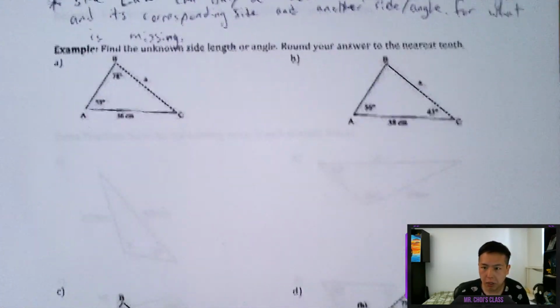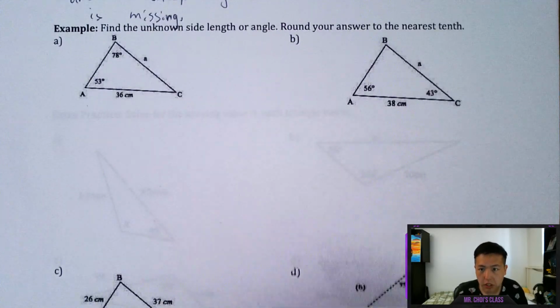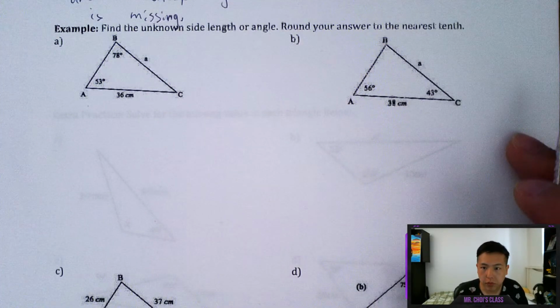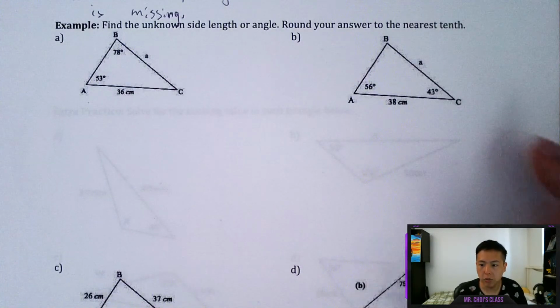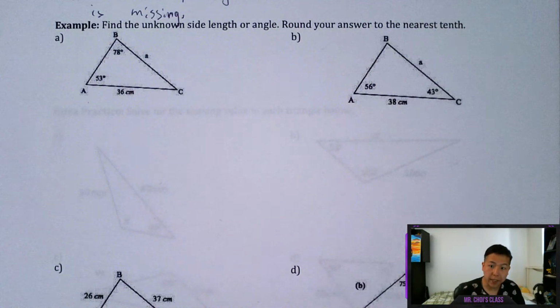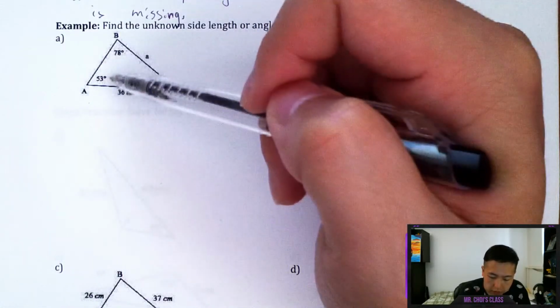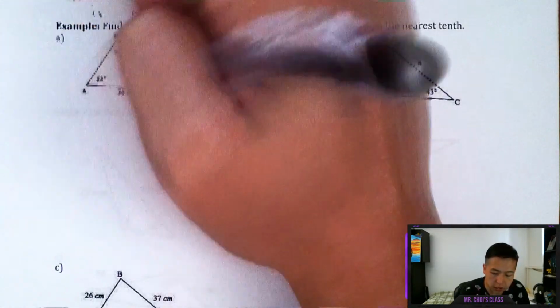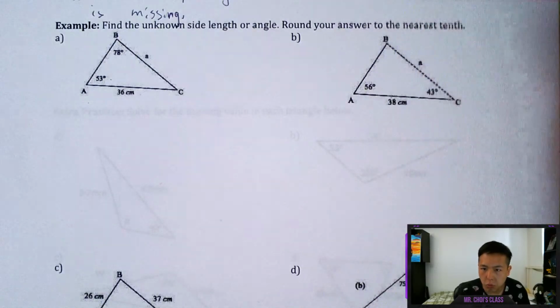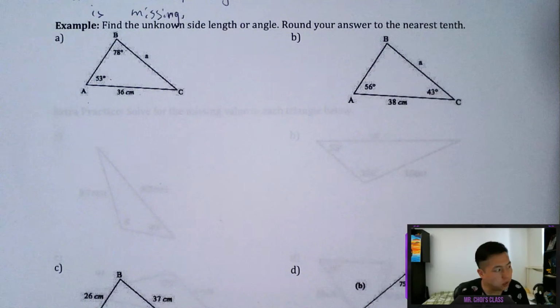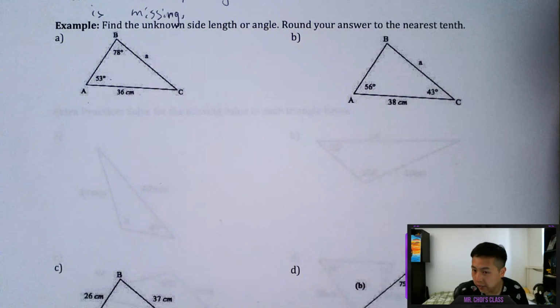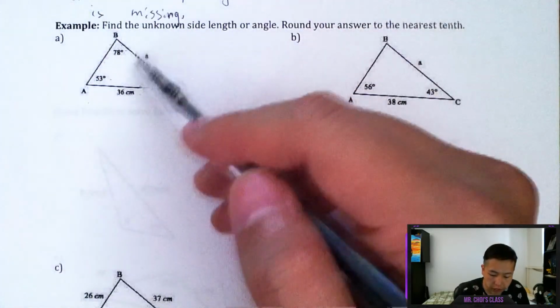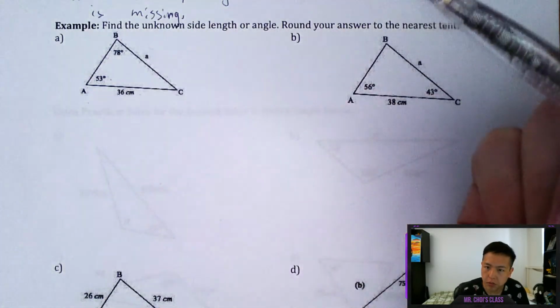So let's kind of talk about this here and how to use it. So example A, find the unknown side length or angle, round your answer to the nearest tenth. So here we have angle B, we have angle A, we have side B, right? So this is side B and this is side A. So we're looking for all the unknown side lengths that are indicated or all the other angles that are indicated. So we're trying to find side A. Okay, we're trying to find side A.